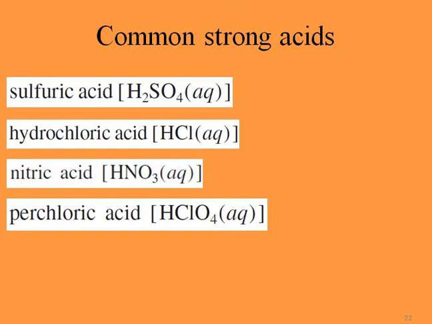So whenever we have a smaller number for Ka, it means that we have a weaker acid. Whenever we have a larger number for Ka, it means that we have a larger dissociation constant, so we will produce a larger concentration of products.